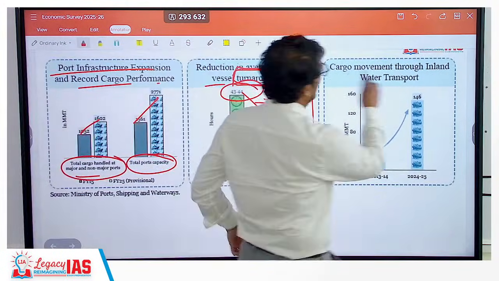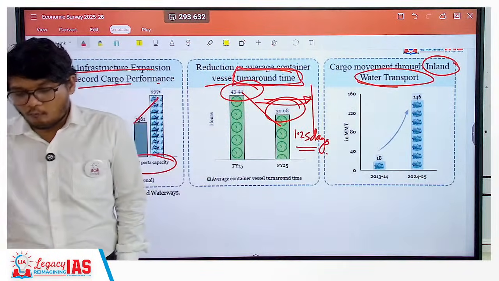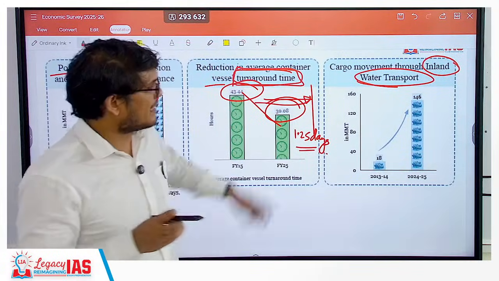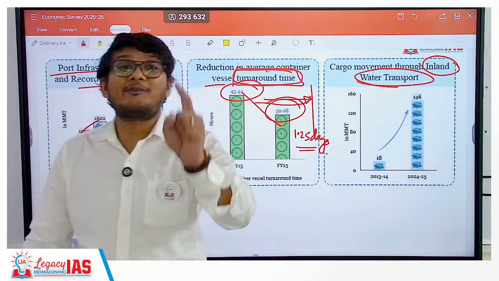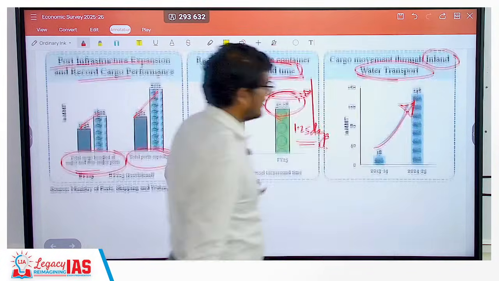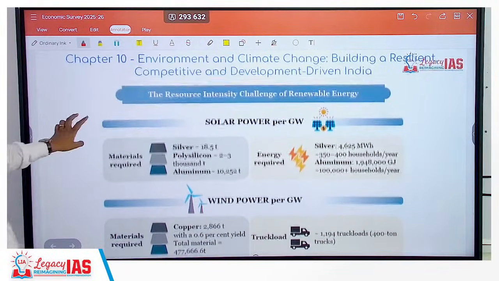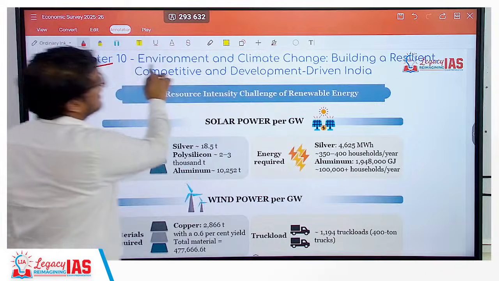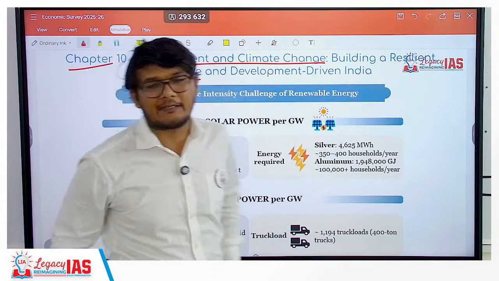Now this is the cargo movement through inland waterways. What are inland waterways? Waterways that are being made on the river. We have a great river system, so we are utilizing that also, and there is an increase in the cargo that is traveling through the inland waterways. Then you have the 10th chapter, that is environment and climate change, building a resilient, competitive and development driven India.